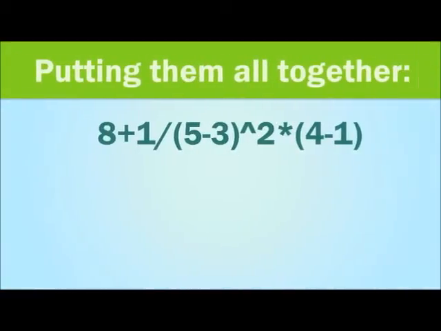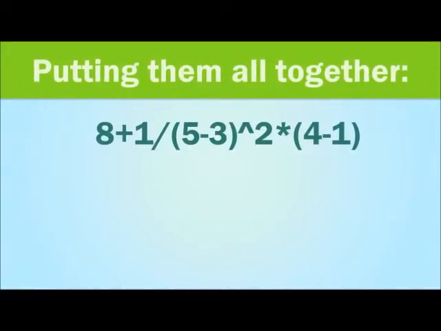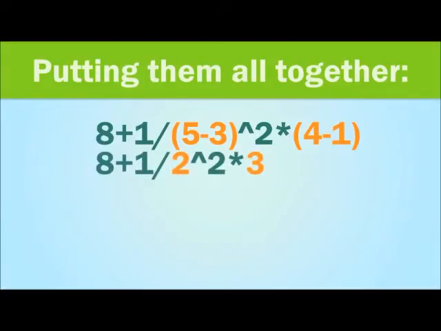Okay, now let's put them all together. This formula may look really complicated, but we're just going to go step by step through the order of operations, and you'll see it's actually not that bad. We'll start with the parentheses. We'll calculate each of these to get 2 and 3, and you can see that the formula is already starting to look a little bit simpler.